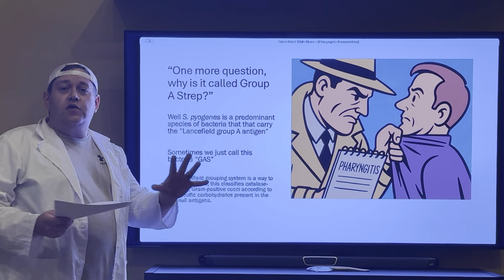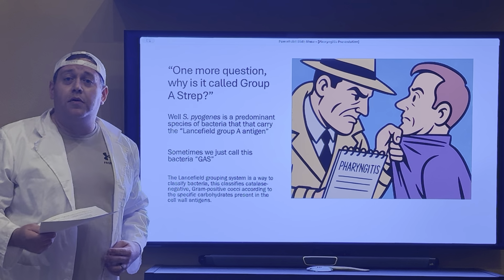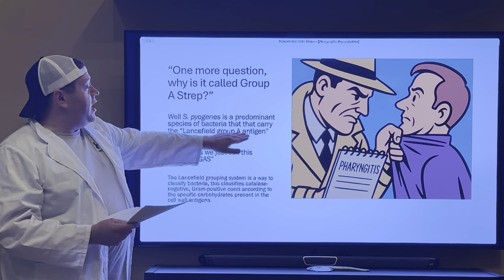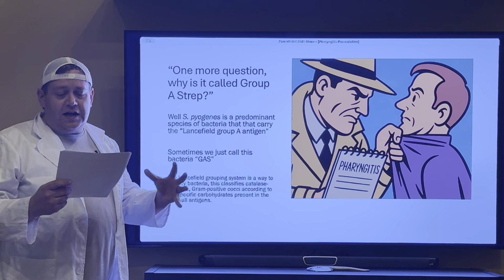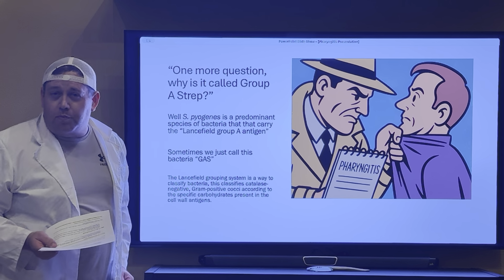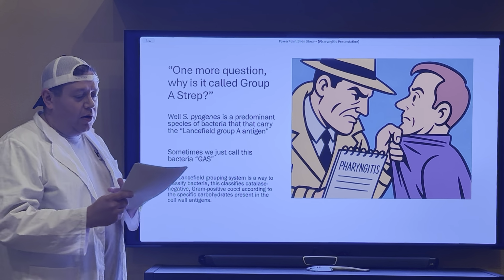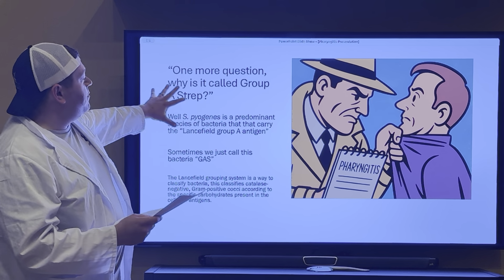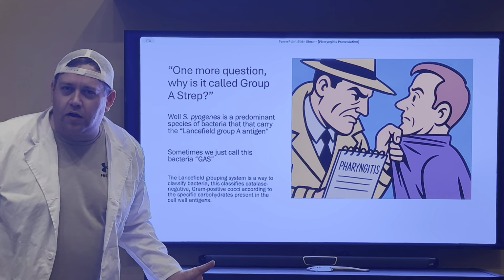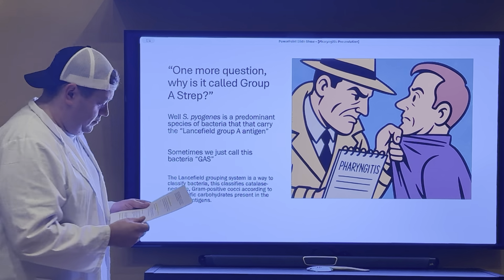This is the only way that you can differentiate it as a Group A strep. The Lancefield Group A antigen sits on its surface. It's pretty much a nice fancy sugar protein molecule that'll help it not only get identified by physicians, but differentiated as well from other types of strep.